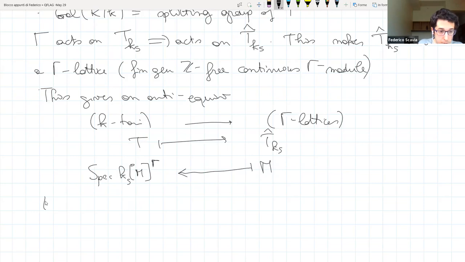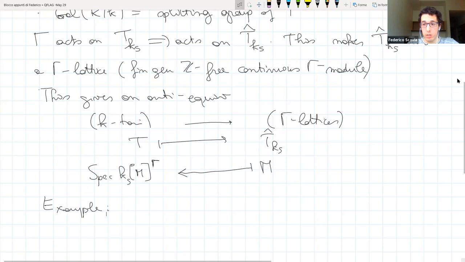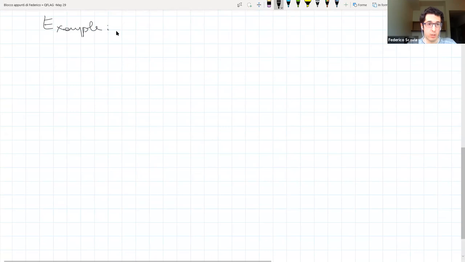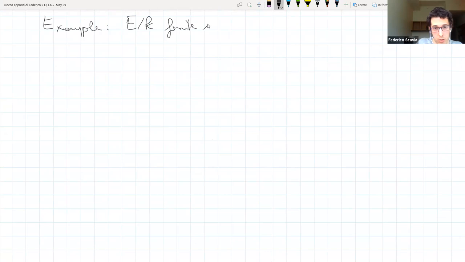So let me give an example. I can also start computing, for example, the Chow ring of some of these tori. The simplest case, which is not the split case, is the quasi-split or quasi-trivial case. So let's take E over k a finite separable extension, and big K over small k the Galois closure. And let T, the torus, be the Weil restriction along this separable extension of G_m.